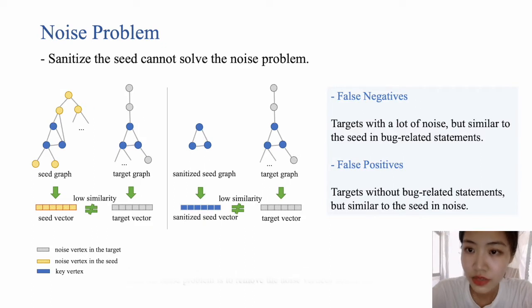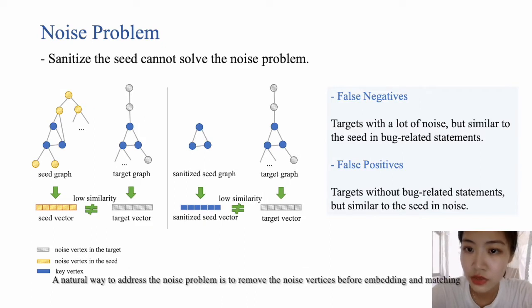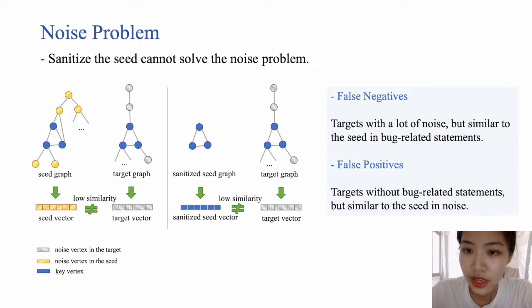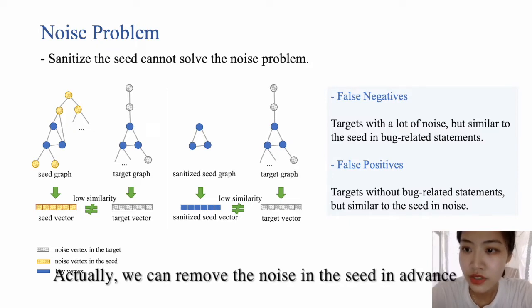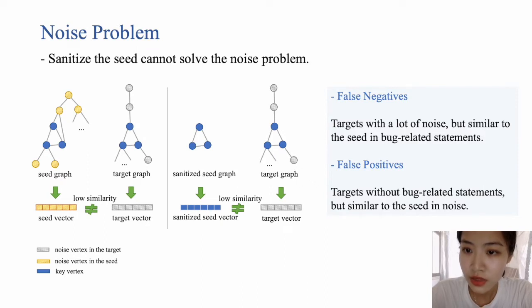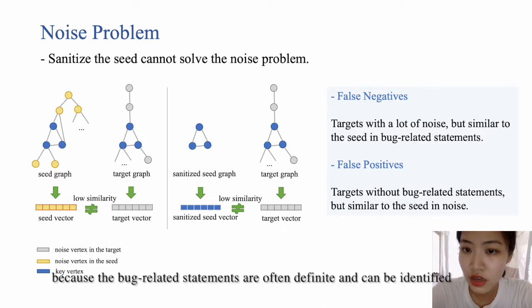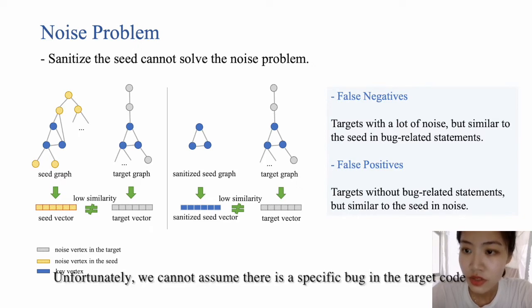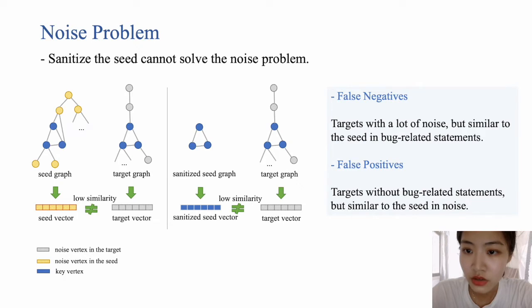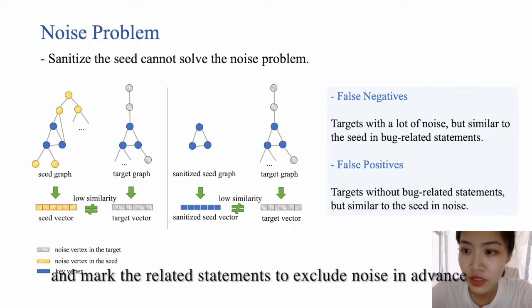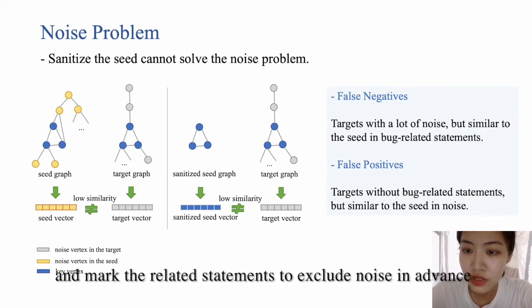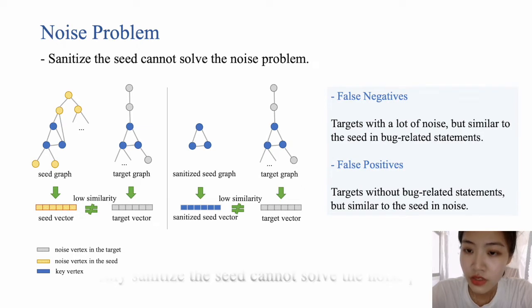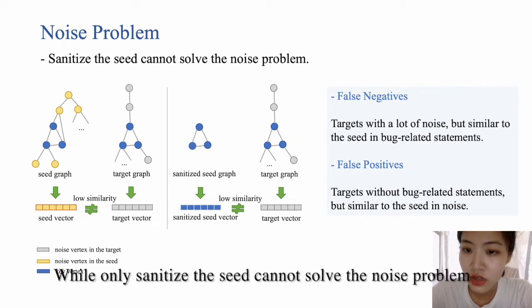A natural way to address the noise problem is to remove the noise vertices before embedding and matching. Actually, we can remove the noise in the seed in advance because the bug-related statements are often definite and can be identified. Unfortunately, we cannot assume there is a specific bug in the target code and mark the related statements to exclude the noise in advance, while only sanitizing the seed cannot solve the noise problem.